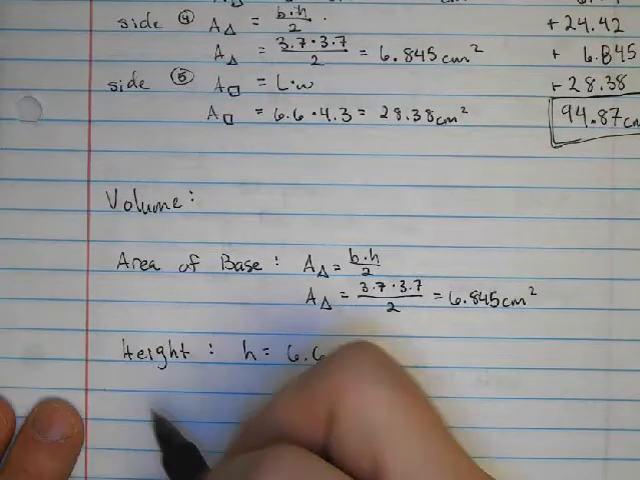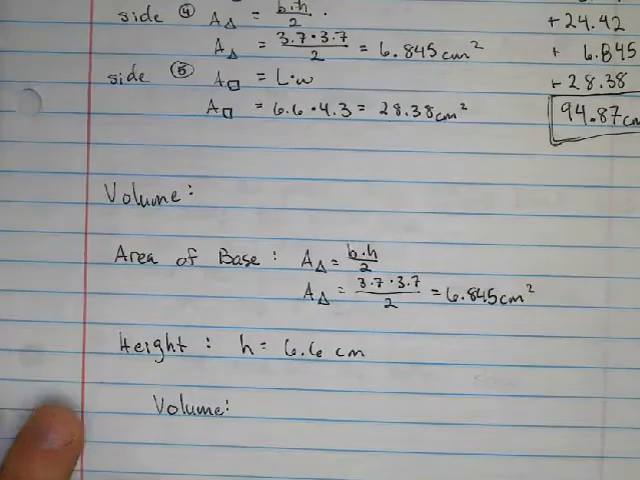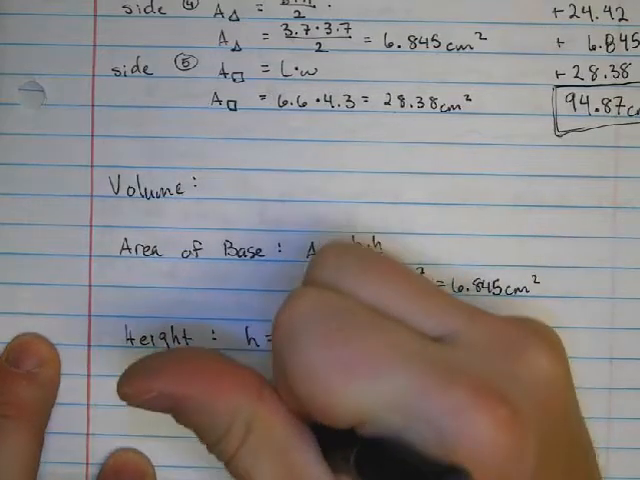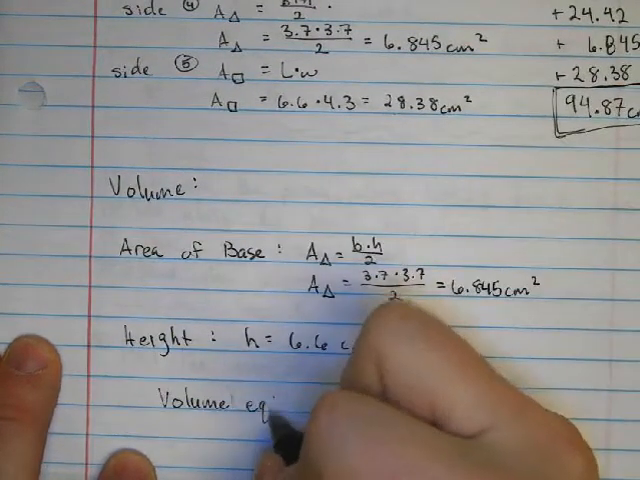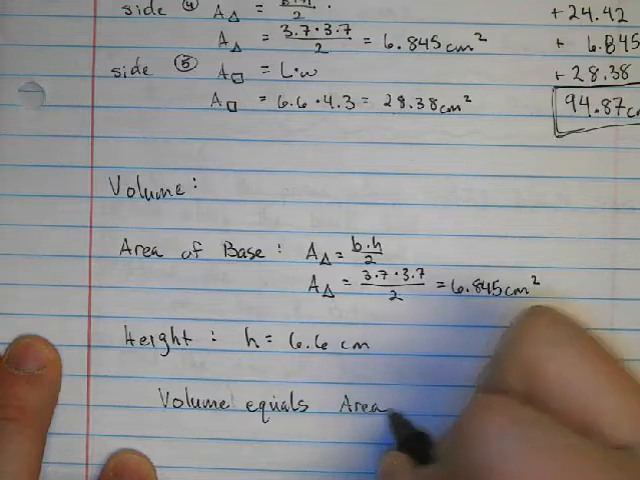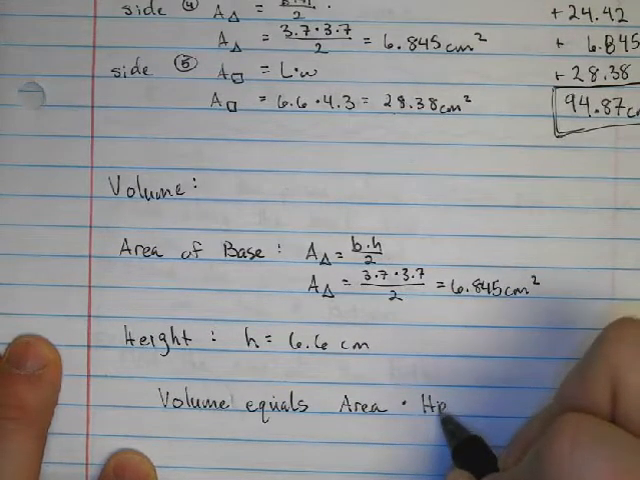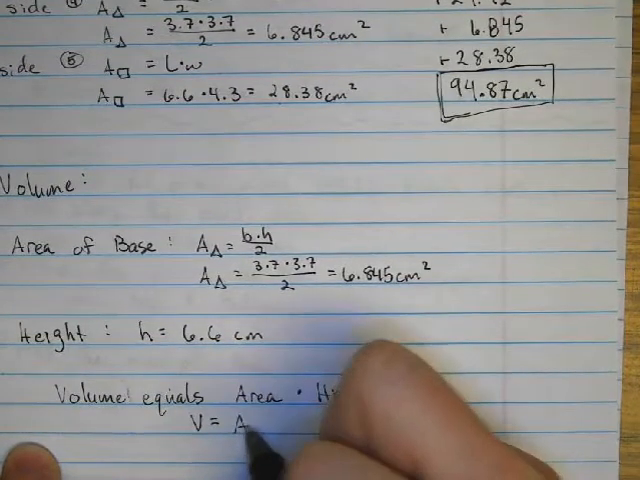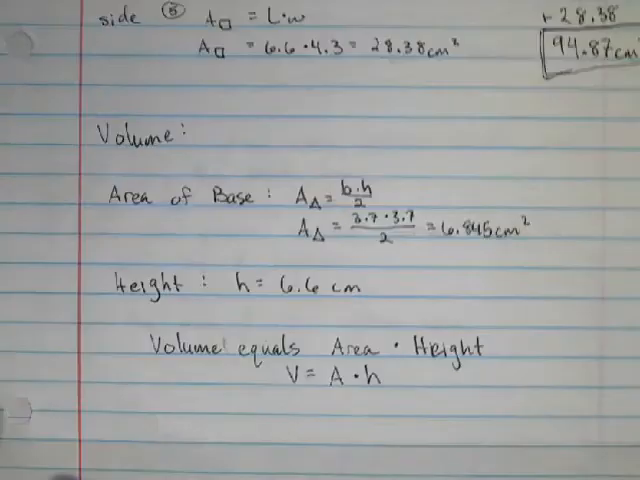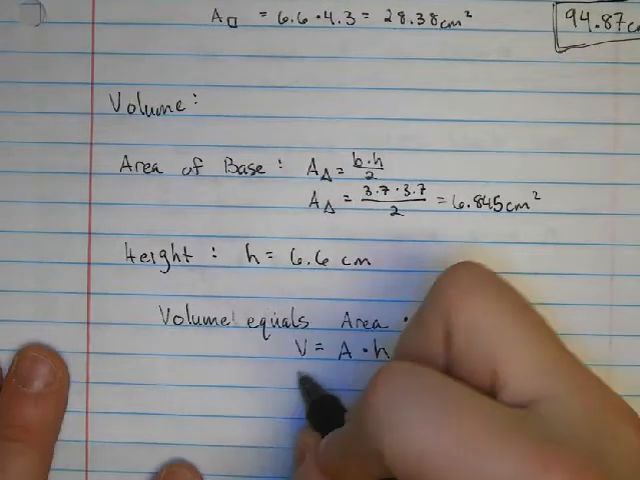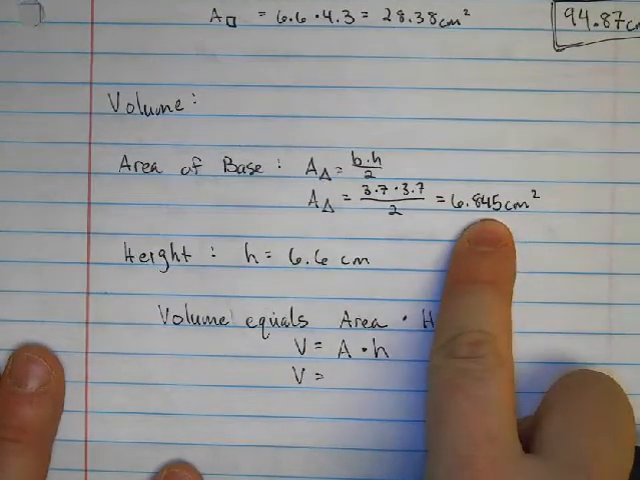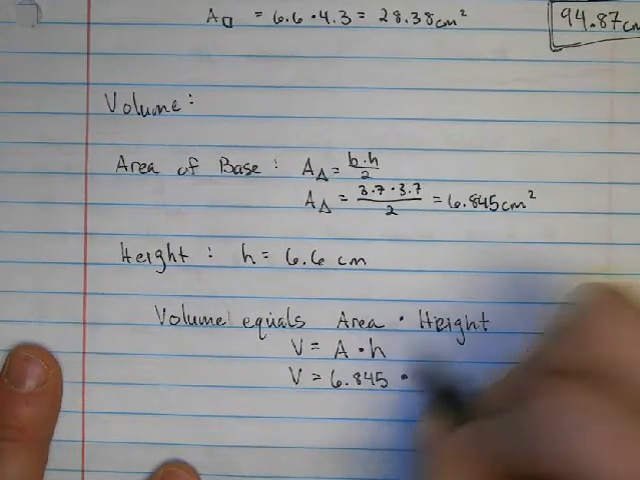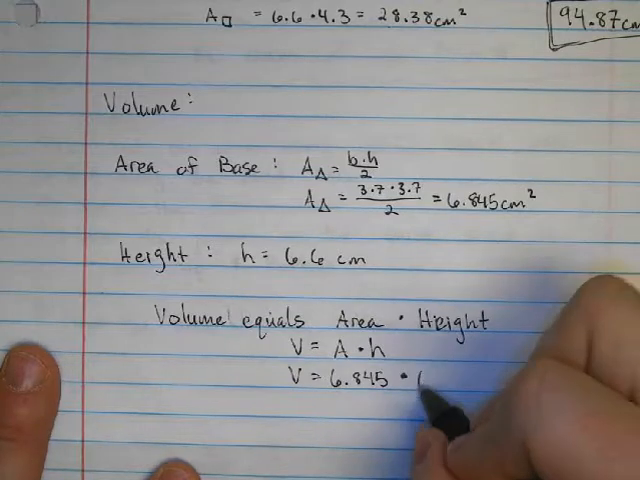Now to find the volume, all we do is, so volume equals area times height. So we'll use this equation, V equals area times height. So I'm just going to plug in the numbers I found. I got 6.85 from my area. And then I'll multiply that by the height, my 6.6.